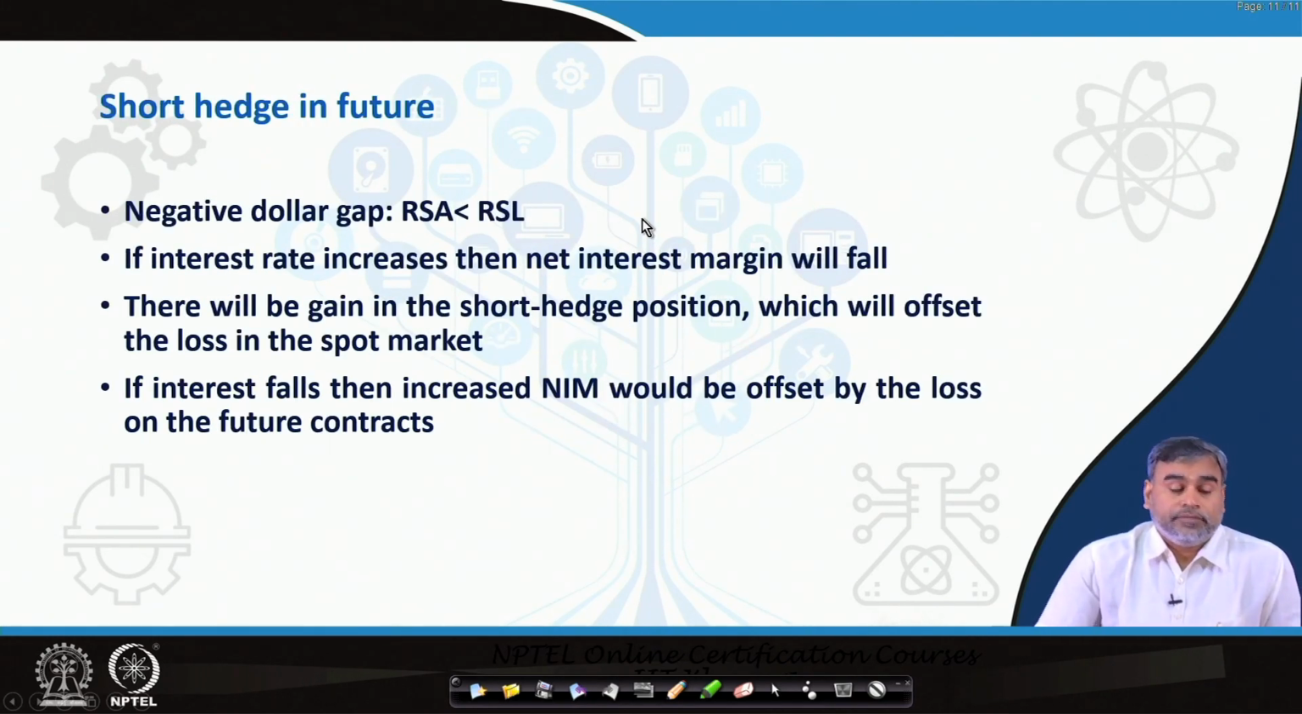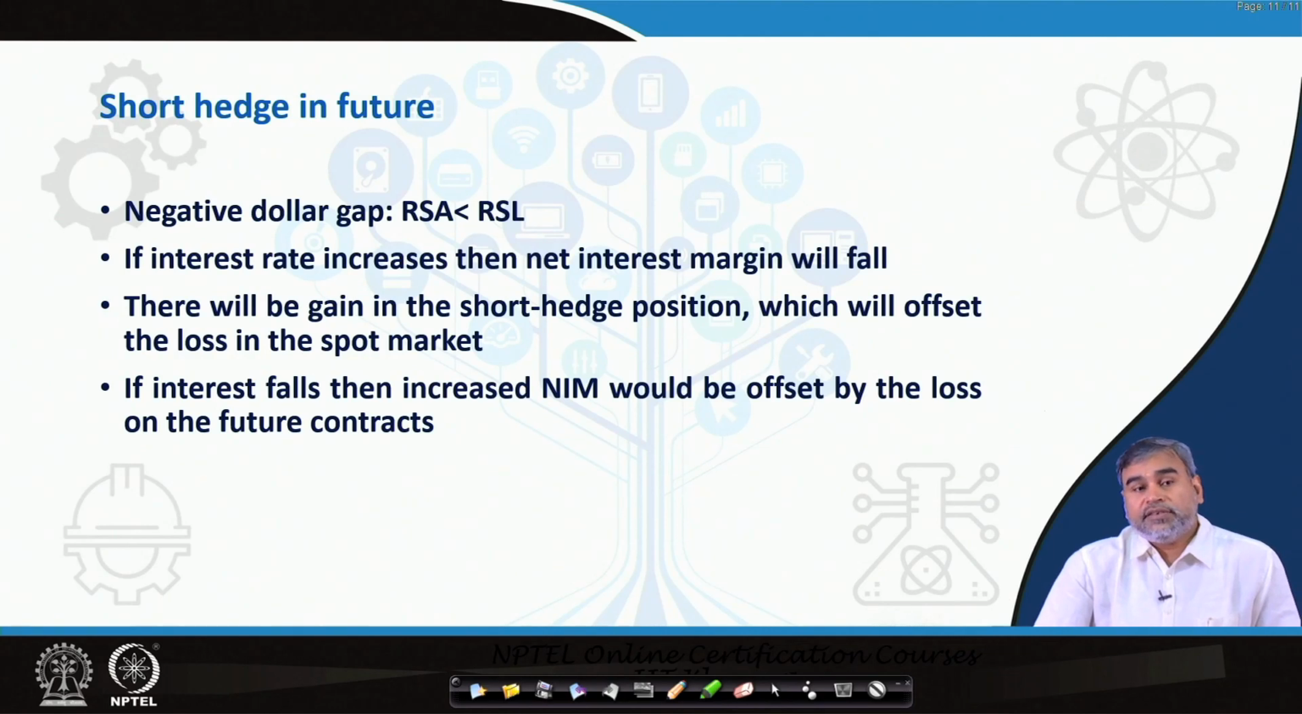Short hedge. Already we have explained that the short hedge is basically important for the banks who have a negative dollar gap. So, if there is a negative dollar gap, then your rate sensitive assets are less than the rate sensitive liabilities. If interest rate increases, the net interest margin will fall and there will be a gain in the short hedge position, which will offset the loss in the spot market.